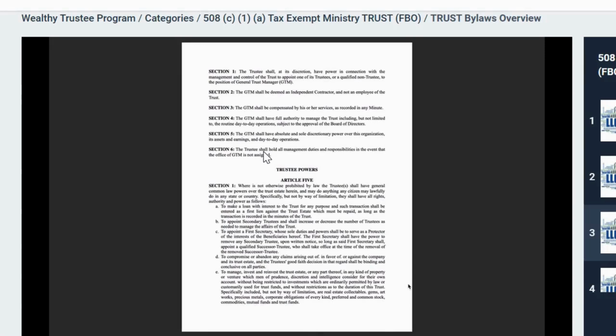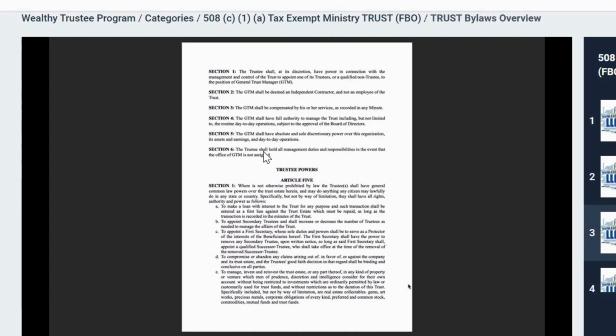A. To make a loan with interest to the trust for any purpose, and such transaction shall be entered as a first lien against the trust estate, which must be repaid as long as the transaction is recorded in the minutes. B. To appoint secondary trustees and to increase or decrease the number of trustees as needed to manage the affairs of the trust. C. To appoint the first secretary whose sole duty and power shall be to serve as a protector of the interests of the beneficiaries hereof.